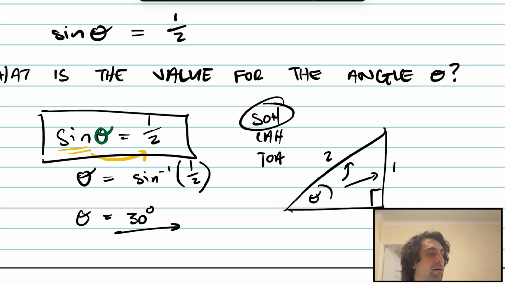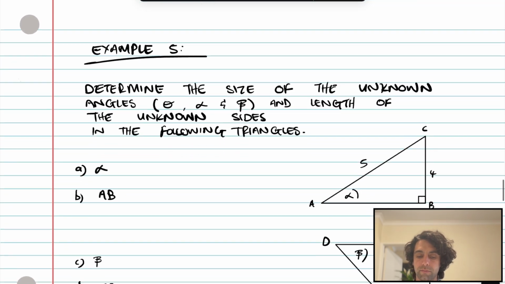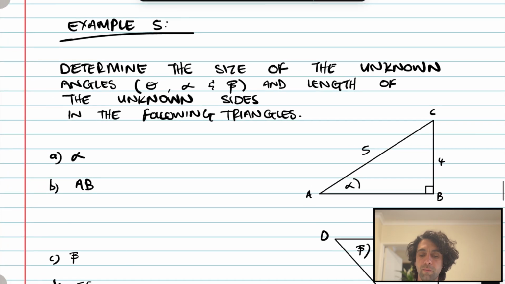Beautiful. Now let's try and apply our knowledge in some examples. So example 5 says, determine the size of the unknown angles, theta, alpha, and beta, and also, just as an extra, the length of the unknown side in the following triangles.